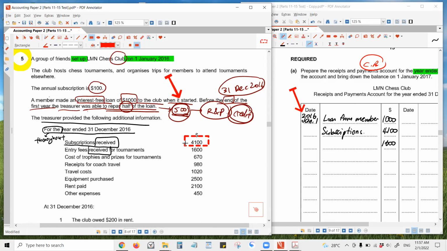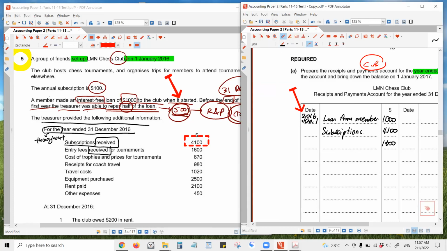Everybody pays on different days. Therefore, what day should you use here? The 4,100 is the total amount you have received during the year. So what is the last possible day? Last possible day to receive the subscription? Year end. So you show the year end. Yes, show the year end.